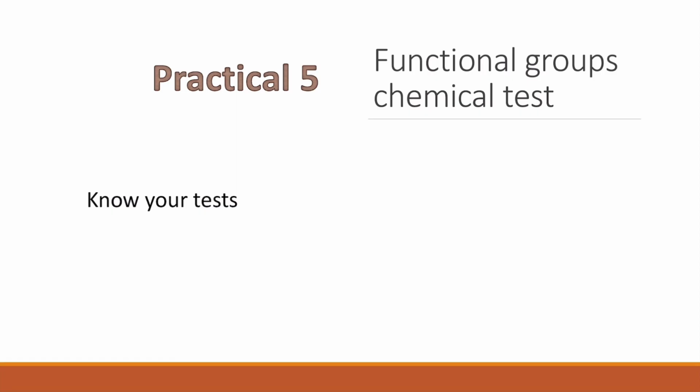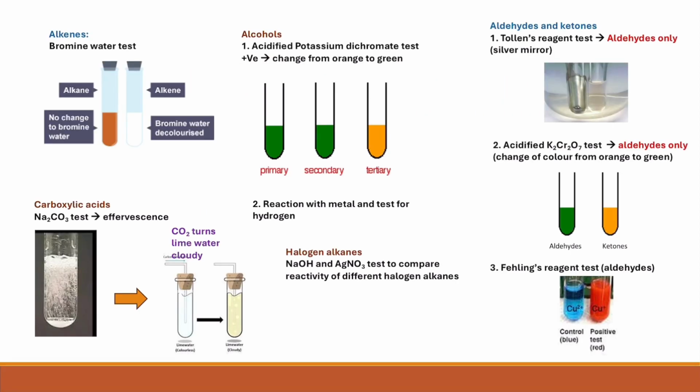Practical 5 is the functional group chemical tests. So you need to know all your tests for the functional groups. For alkenes, we have the bromine water test, where they decolorize bromine. For carboxylic acids, we have the sodium carbonate test, where you get effervescence because of the carbon dioxide produced. Carbon dioxide will turn lime water cloudy. For alcohols, you test them by using acidified potassium dichromate solution. Only primary and secondary alcohols will give you a positive test, where there is a color change from orange to green. The tertiary one gives you a negative test.